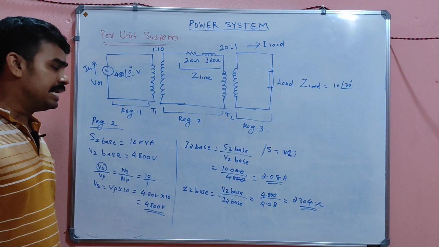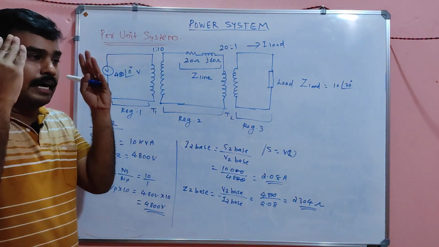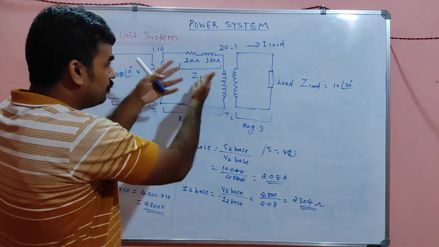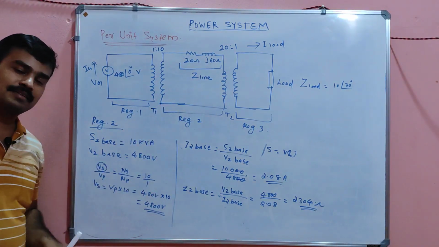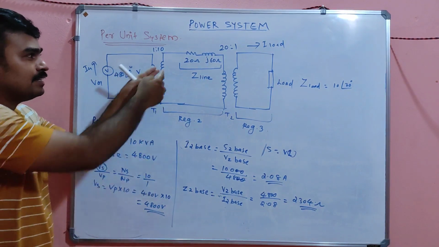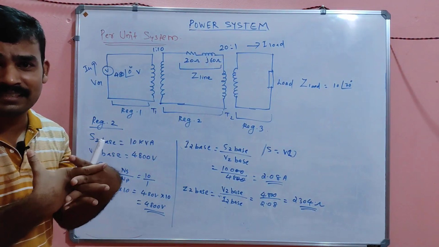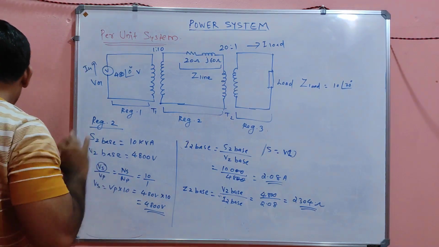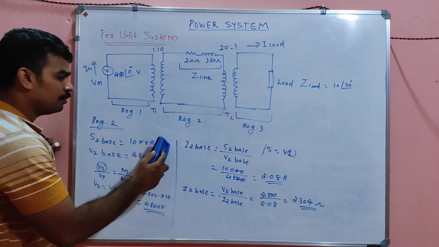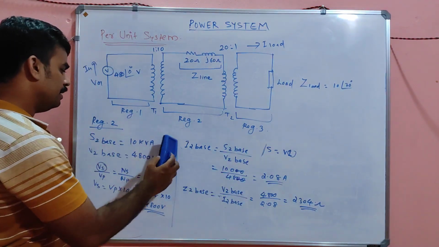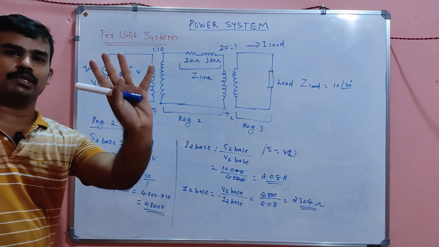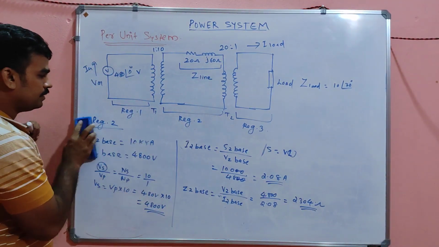Okay. Arey sir, are you blind? You are not seeing this 20, j60, you are not seeing that? You may ask. Yes, I am seeing that. I will tell you later where that 20 and j60 can be utilized. Please be patient. So in region 2 you got 4 parameters: S2 base, V2 base, I2 base and Z2 base. 4 parameters you got.